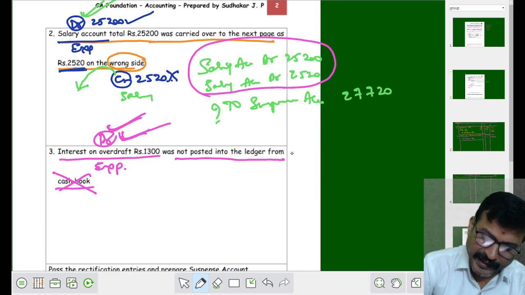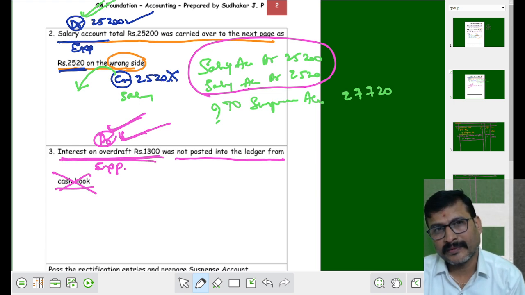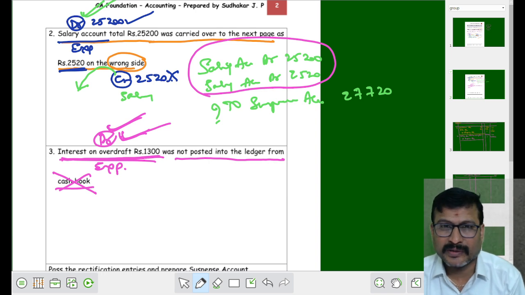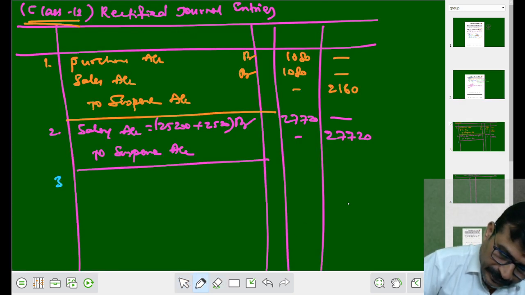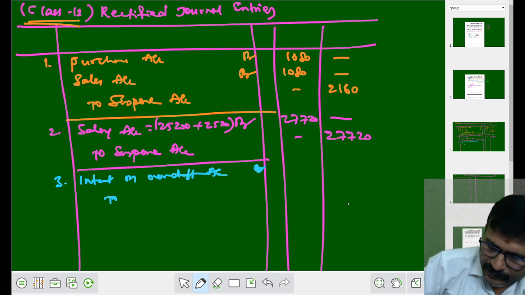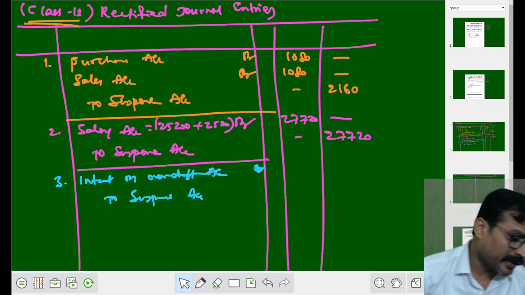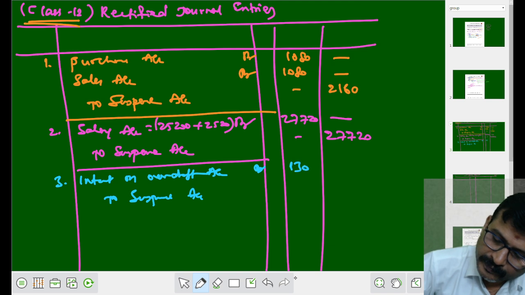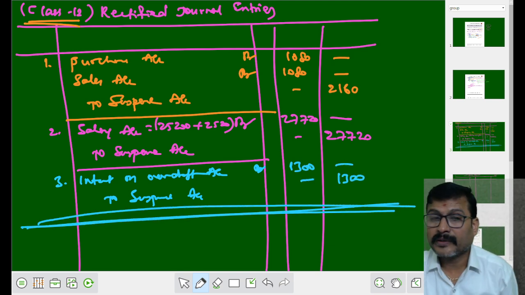Your entry is interest on overdraft account debit. What to take? That is suspense account. To suspense account. Your entry will be interest on overdraft account debit to suspense account. The amount is how much, my dear student? 1,300 rupees. Being interest on overdraft is now recorded. That's all.